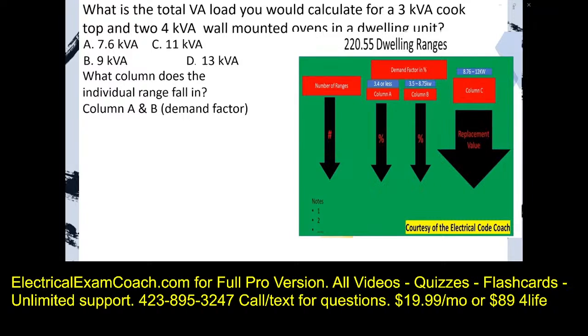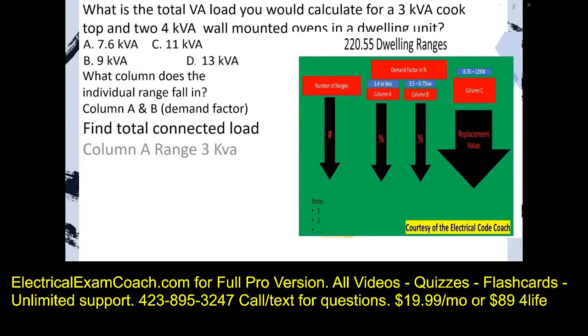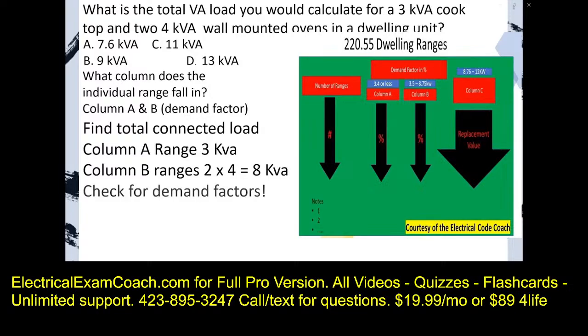So what we do is we find our total connected load. The column A ranges is just 1, so it's 3 kVA. The column B ranges, we have to do some math, and we end up with 8 kVA. Now, we check for demand factors. We head back to our table, and we start on the left-hand side for our column A ranges, and we find the multiplier for 1, and then we start on the left-hand side and find our number of ranges for our column B ranges and find the multiplier, and we're going to find that they're 80 and 65% respectively.